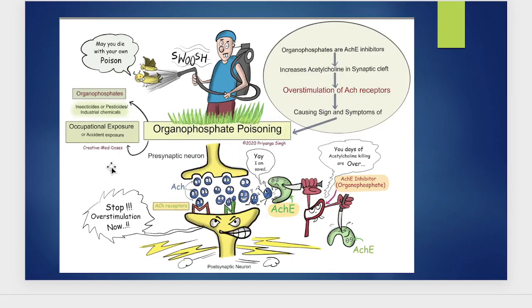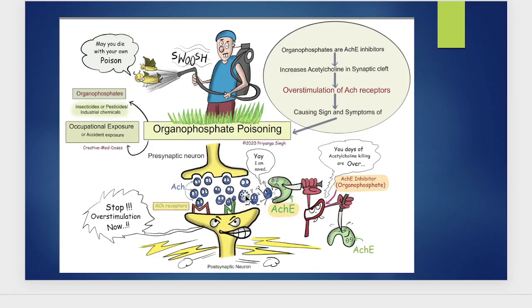So again, let's review. This is your presynaptic neuron, this is your synapse, and this is your postsynaptic neuron. Your presynaptic neuron, with stimulation, will release acetylcholine. The blue one is your acetylcholine. Our acetylcholine attaches to the receptor. This is the acetylcholine receptor, your muscarinic and nicotinic receptor on the postsynaptic neuron. We have acetylcholinesterase. The function of your acetylcholinesterase is to break down your acetylcholine.